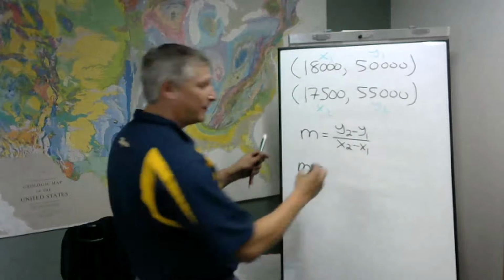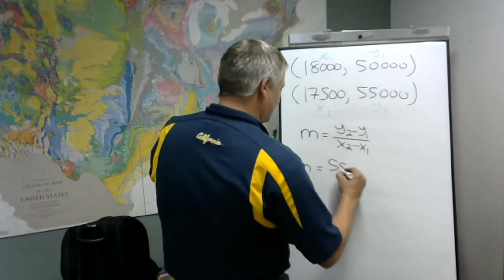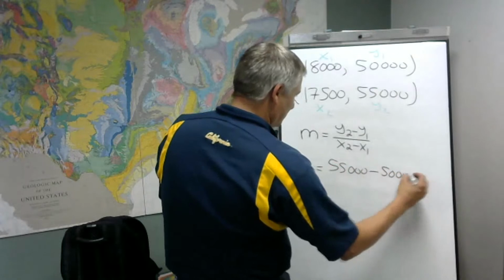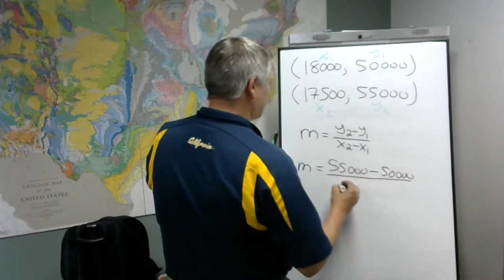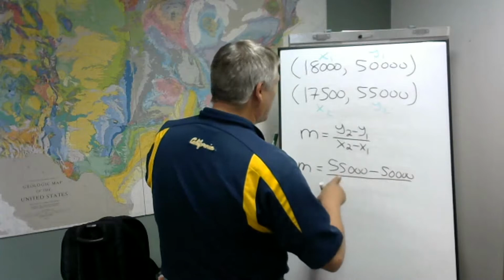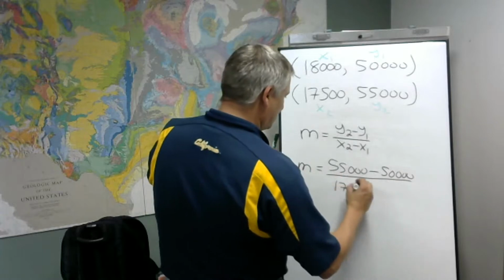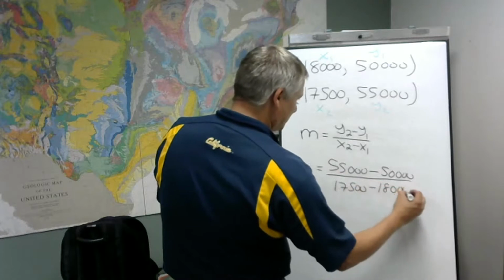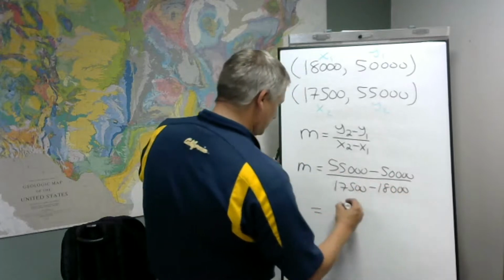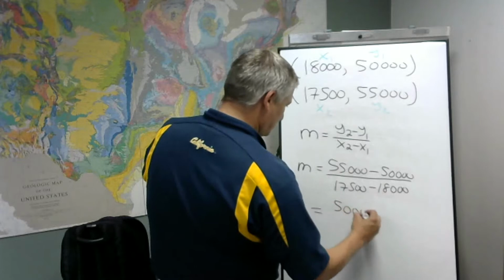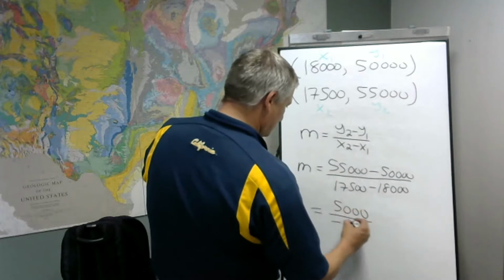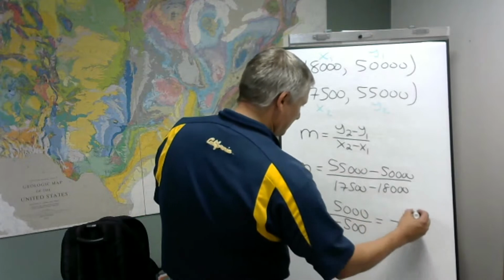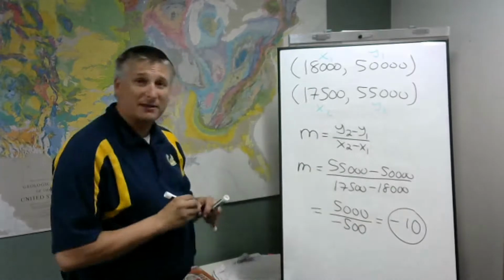So y2 minus y1, and then x2 minus x1. We get a slope of -10.